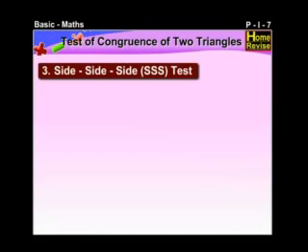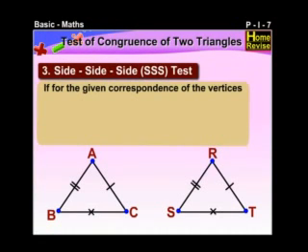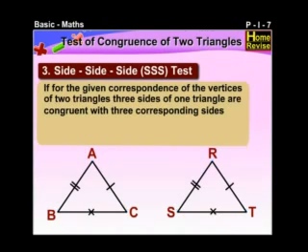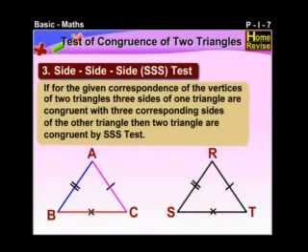Third test, that is side side side test, that means SSS test. According to this test, if for the given correspondence of the vertices of two triangles, three sides of one triangle are congruent with three corresponding sides of the other triangle, then two triangles are congruent.